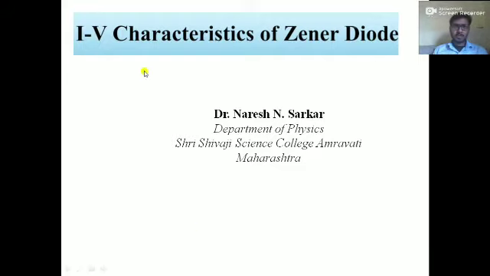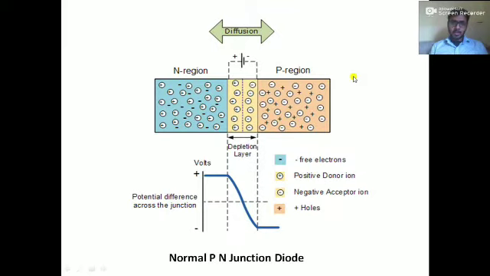This practical is based on Zener diode, and in this experiment we are going to understand the voltage-current characteristics of Zener diode. Friends, before knowing about the Zener diode, we must know about the diode. Friends, what is called a diode? A diode is nothing but a semiconductor device made from a combination of two, a p-n junction device.